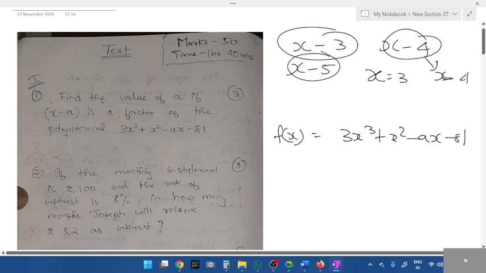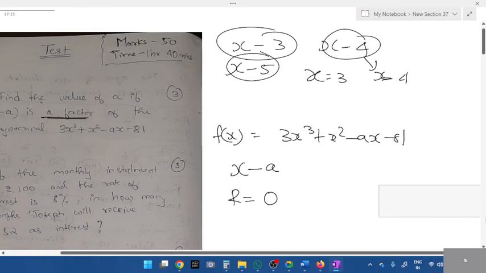Find the value of a if x minus a is a factor. It's a factor theorem. They have told us x minus a is a factor. Let us write x minus a. If x minus a is a factor, what will you take remainder? Remainder should be 0. Yes, remainder should be 0.